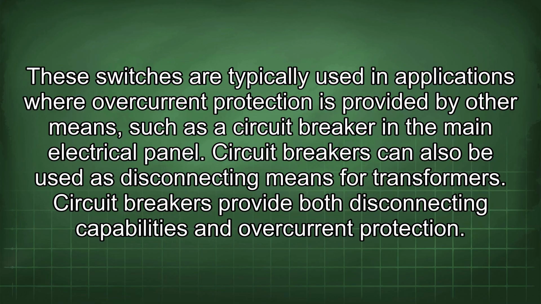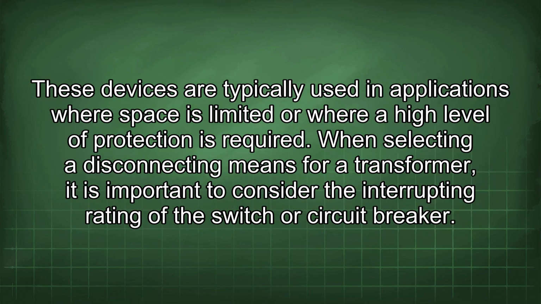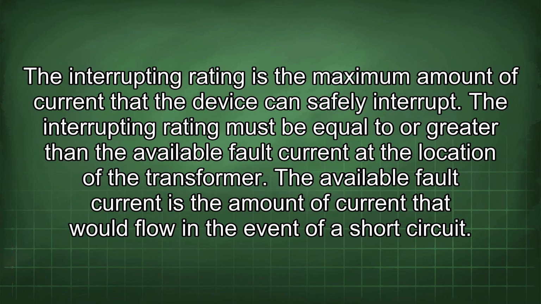Circuit breakers provide both disconnecting capabilities and overcurrent protection. These devices are typically used in applications where space is limited or where a high level of protection is required. When selecting a disconnecting means for a transformer, it is important to consider the interrupting rating of the switch or circuit breaker. The interrupting rating is the maximum amount of current that the device can safely interrupt.